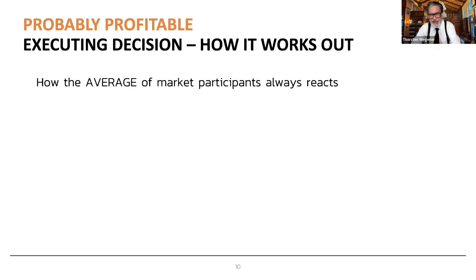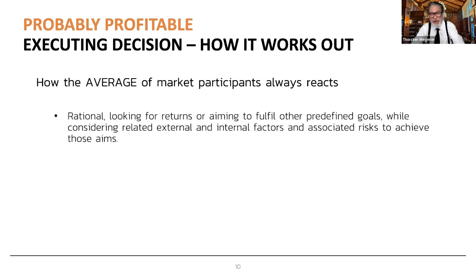So if everybody eats pizza, selling pizza is not a bad thing if you have a good pizza in there. So what are they doing? Mostly rational, looking for returns or aiming to fulfill other predefined goals. It's politicians, they have their own goals, and they're all considering external, internal factors, restrictions, what the law tells you, what the tax situation tells you, how the various world markets are trading at the moment, political risks, Corona, the black swans being made famous.